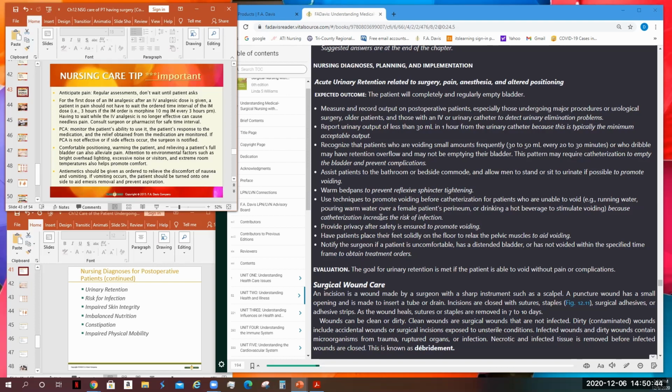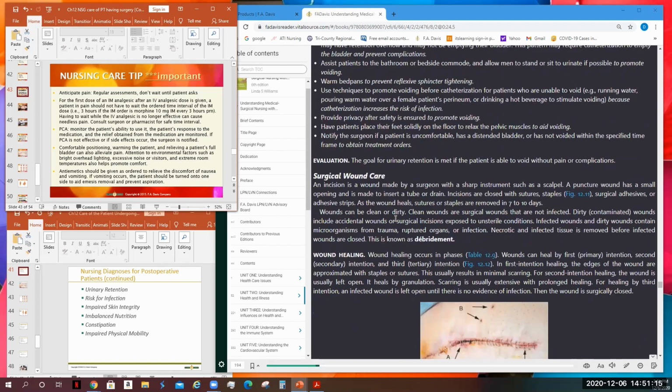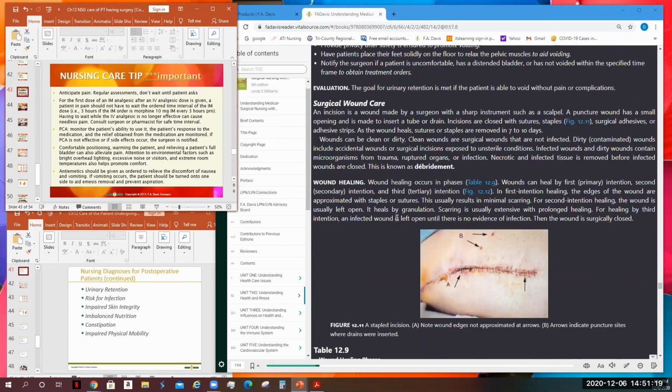Provide privacy after safety is ensured to promote voiding. Have the patient place their feet solidly on the floor to relax the pelvic muscles to aid voiding. Notify the physician if a patient is uncomfortable, has a distended bladder, or has not voided within the specified time frame to obtain treatment orders. Evaluation. The goal for urinary retention is met if the patient is able to void without pain or complications.